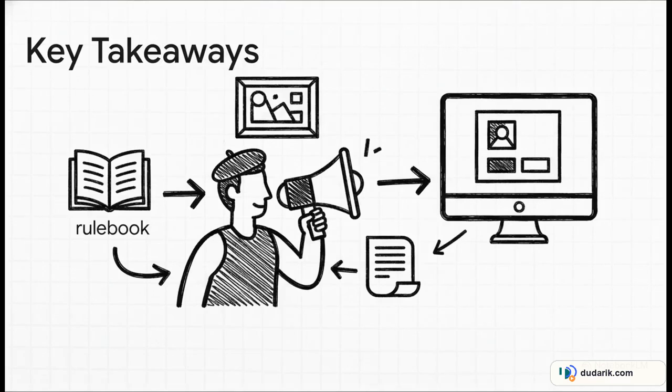Well, the path to a great AI-generated UI isn't about finding some kind of magic prompt. It's about you becoming a great director. It's about providing clear constraints, a strong visual direction, and a solid content strategy to guide the model exactly where you want it to go.